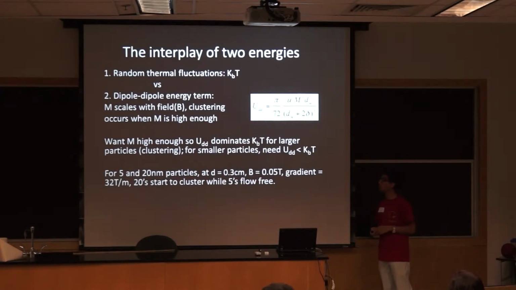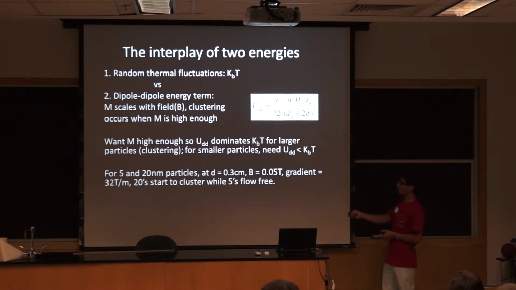So what we want is bigger and larger particles with a higher magnetization to cluster together, because if they have a dipole-dipole energy term that is bigger than this random thermal motion, they will start clustering and coming down and settling. Whereas in the smaller particles, we want this thermal fluctuation, or the kBT energy, to be higher, so that it dominates and they don't cluster together.